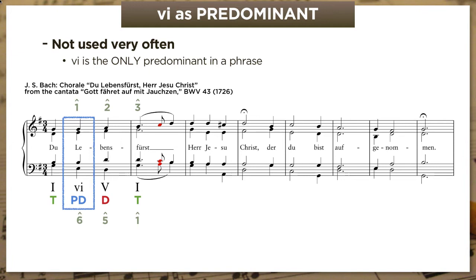This is no coincidence. Many, if not most, instances of this progression, 6 to 5 to 1, use this rising pattern in the upper voice. Though not all of them. Notice that Bach uses this same progression at the very end of the chorale, and it doesn't appear there. Here's how it sounds.